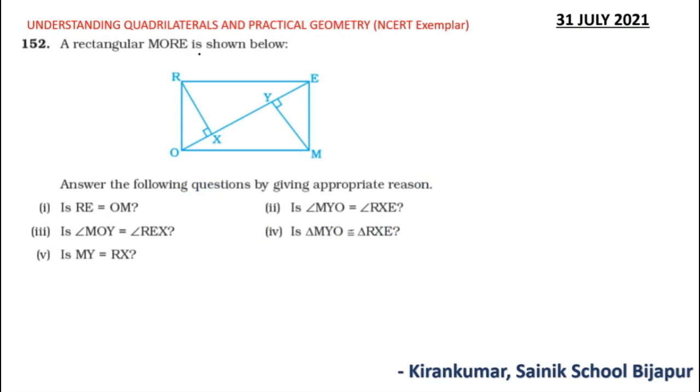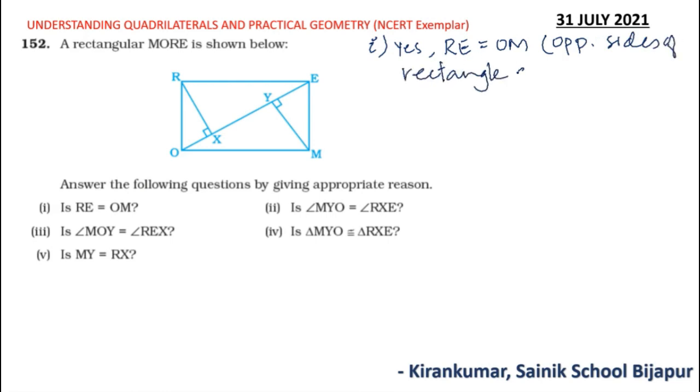A rectangle MORE is shown below. This is rectangle MORE. Answer the following questions by giving appropriate reason. First one is RE equal to OM? RE and OM, they will be equal because the opposite sides are equal in rectangle. Yes, RE will be equal to OM. Opposite sides of rectangle are equal.